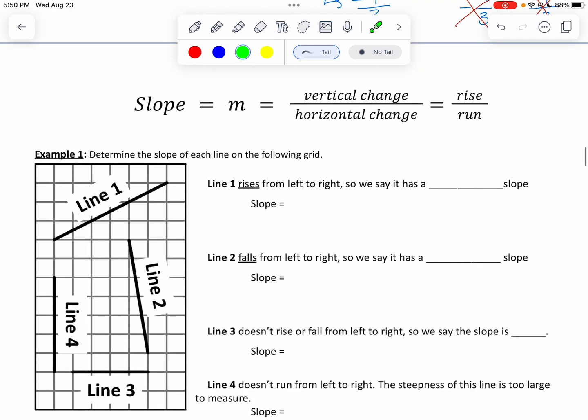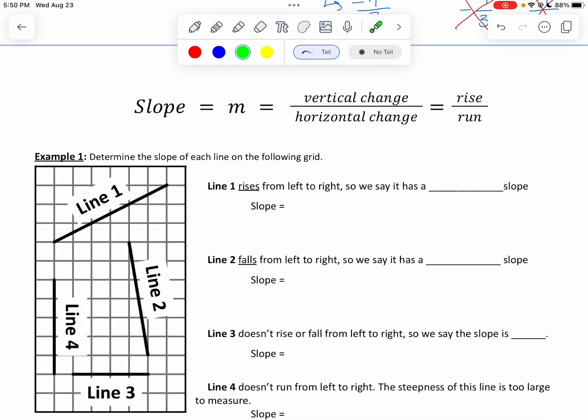Okay, let's practice determining the slope of each line on the following grid, remembering that our slope is rise over run. So for line 1, step 1 is to pick 2 nice points on our line. So I'm going to start with this one on the far left because it seems to hit at a nice grid point line right there.